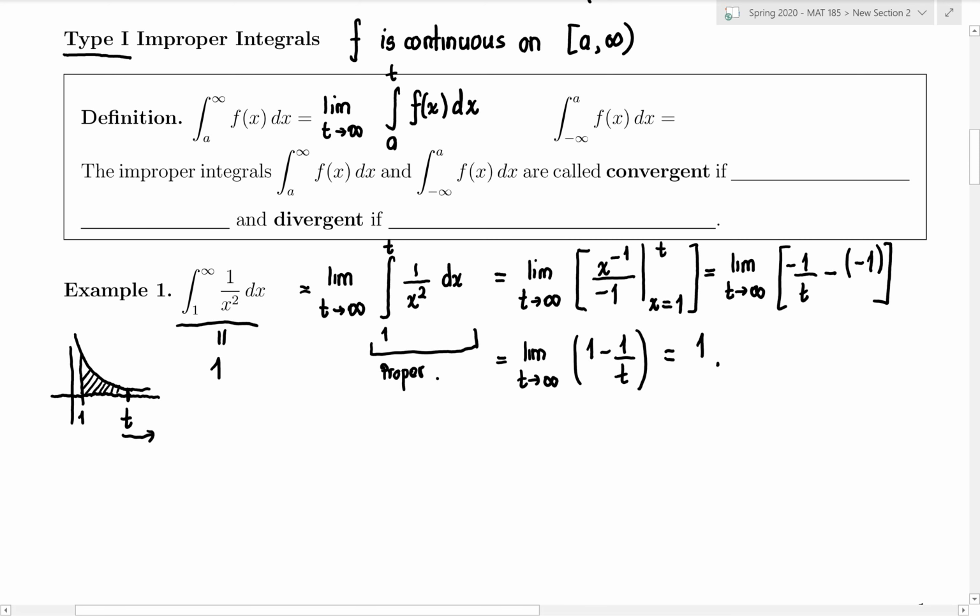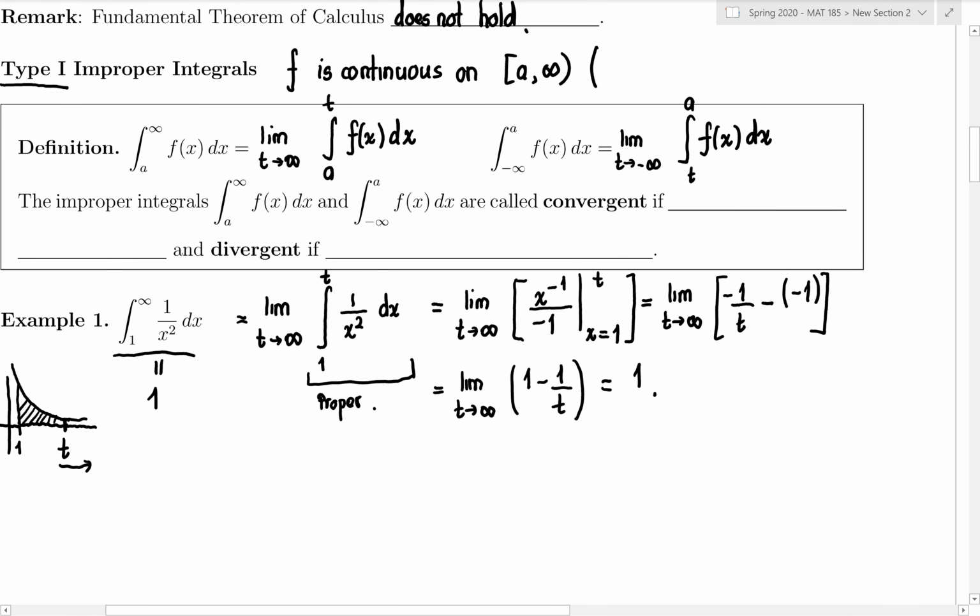Now what happens if we are going from negative infinity to a? In that case, we're going to turn it into the limit as t approaches negative infinity of the integral from t to a of f of x dx. And in this case, we require that our function be continuous on negative infinity to a.